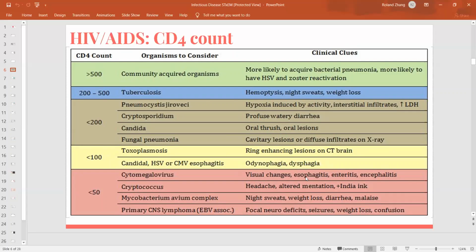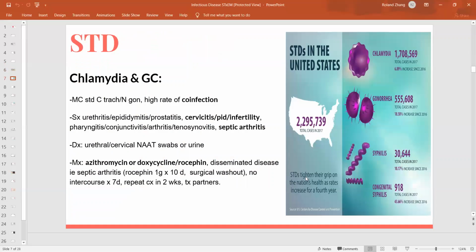Next slide. STD is very common in the ER. I would say every shift that I work in the ER, there's 1 or 2 cases, and also it depends on the location of the practice. But the most common STDs are chlamydia and gonorrhea. It has a high rate of co-infection together. So when we treat one, we always treat the other. And that's why we have the cocktail of macrolide with a cephalosporin or doxycycline.